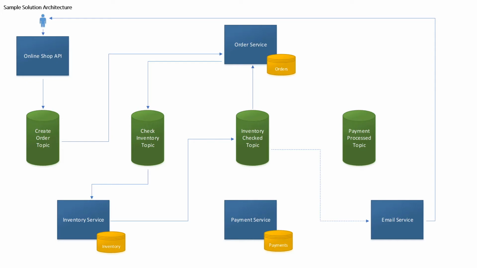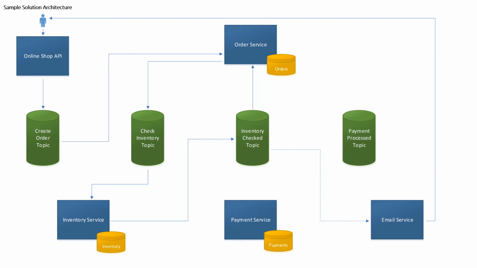It is important to note here that the subscription of the email service to the inventory check topic will be a filtered subscription. This means that only if the outcome is insufficient inventory, the message will be received and the email will be sent. The flow would stop here. The order service, having processed the message regardless, has recorded the final state of this order.